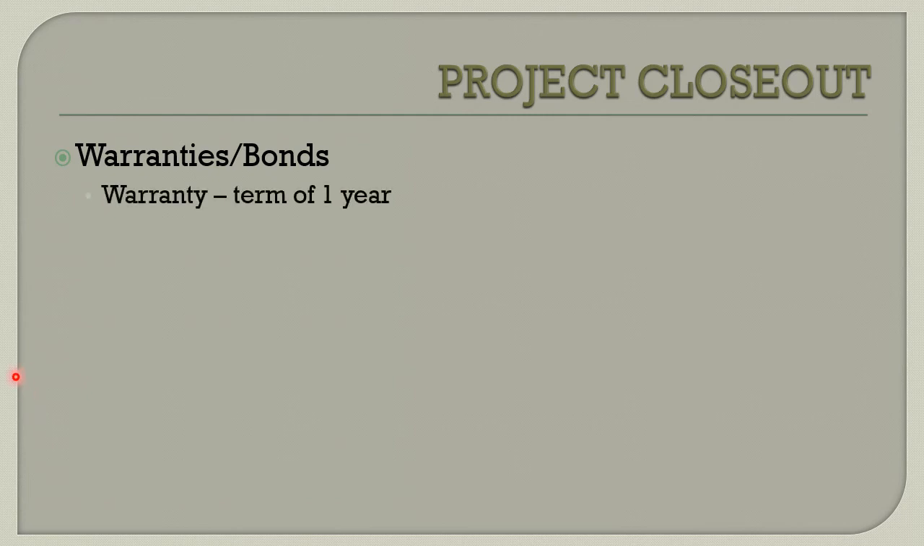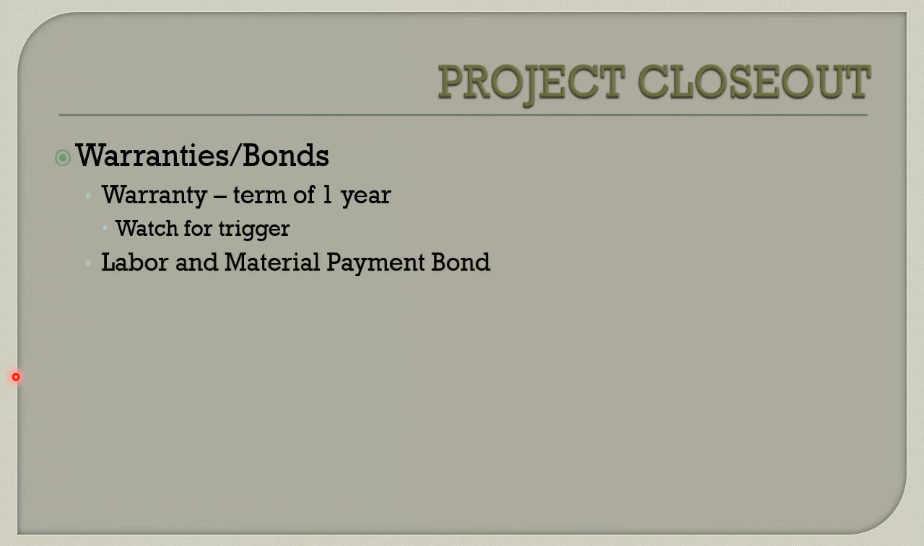Warranty is usually in construction for a term of 1 year, not unlike the 90-day warranty you might get from an auto repair. Watch for the trigger. When does that 1 year start? And we'll see in later presentations a little bit more of how that comes into play.